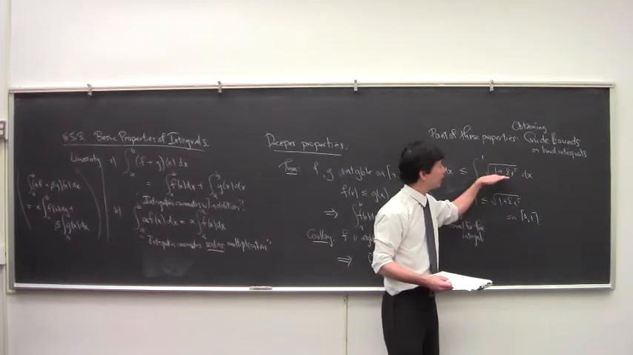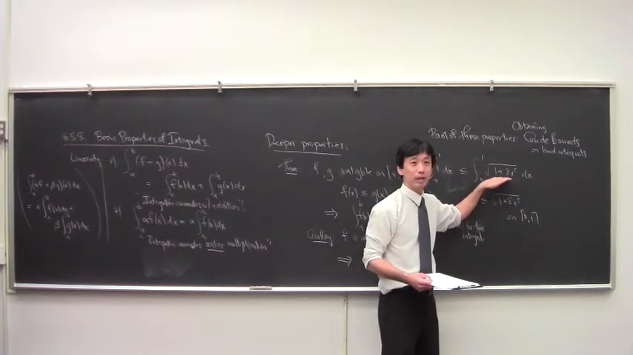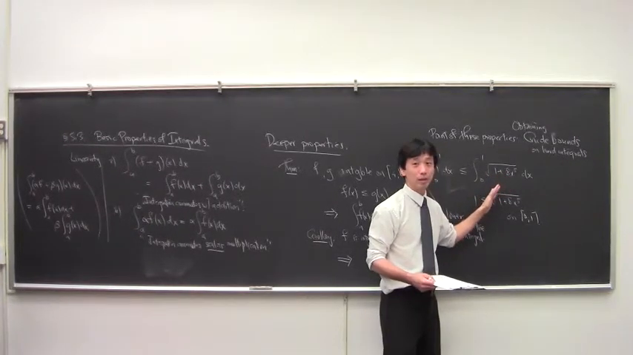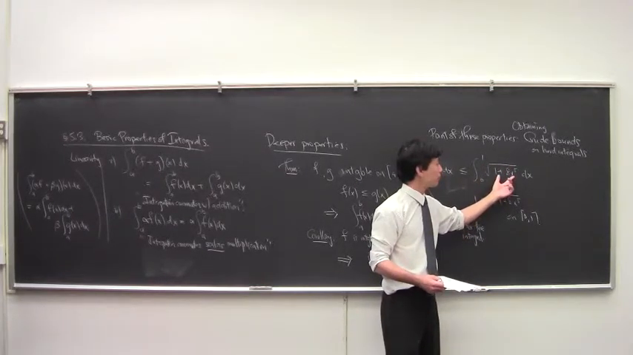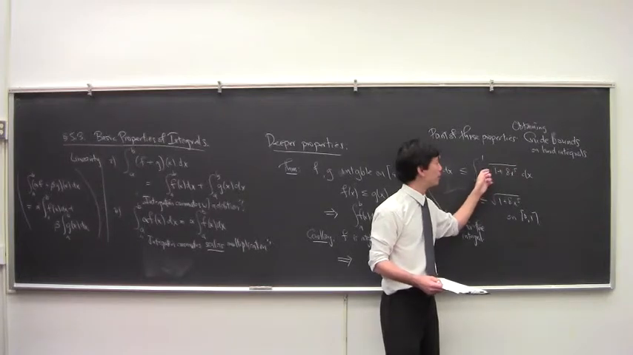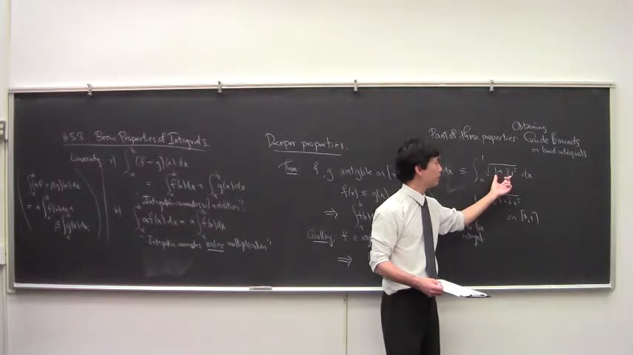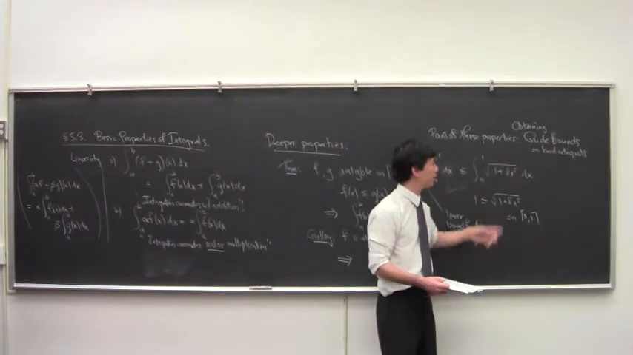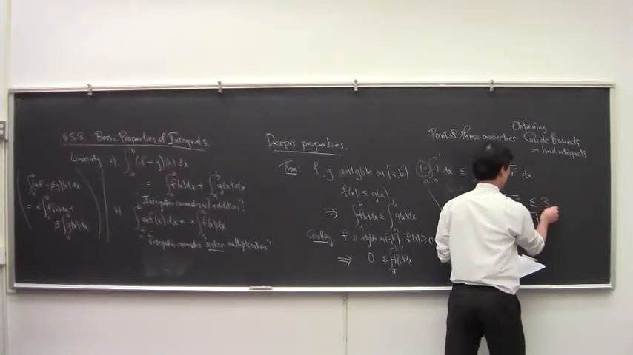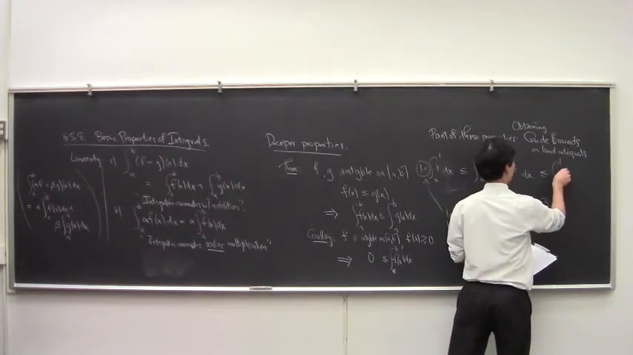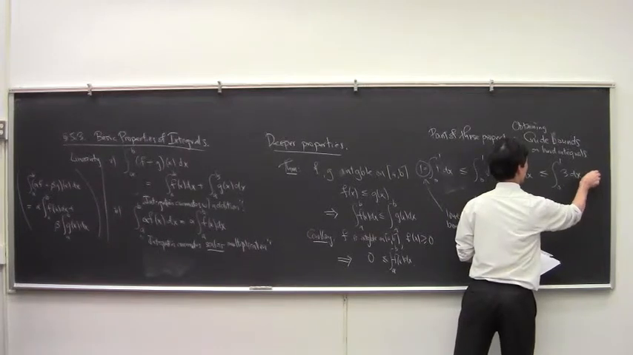You see that this function is an increasing function. 1 plus 8x to the 5th is increasing. If you take the square root of it, it's still increasing. So its biggest value is going to be at the right endpoint. And at the right endpoint, its value is going to be the square root of 1 plus 8, so that's 3. So we know that this thing is less than or equal to 3, and so the integral is less than or equal to the integral of 3 between 0 and 1, which is 3.